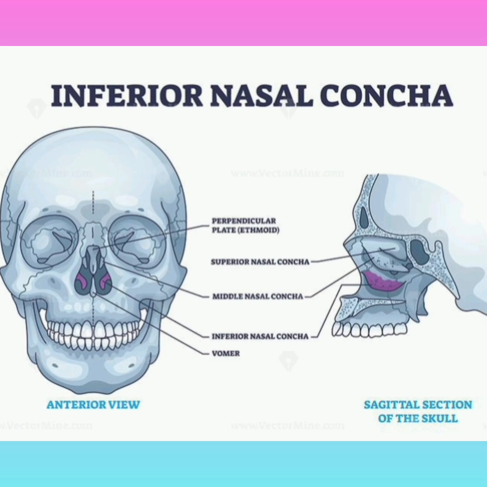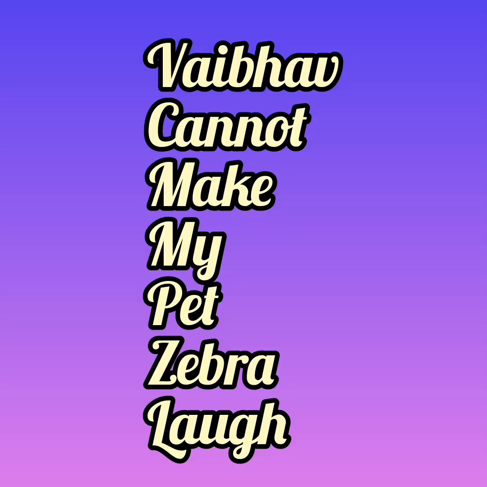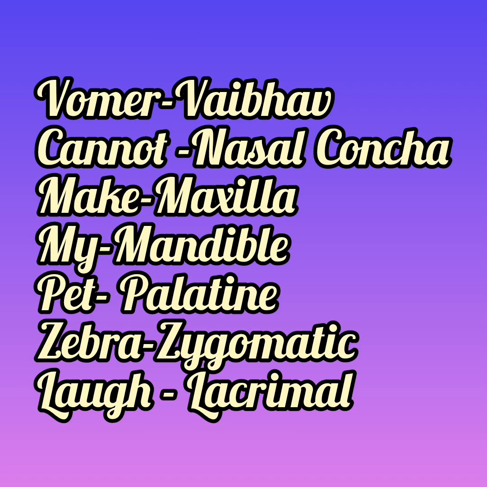Here is a list of facial bones: 1 vomer, 2 nasal concha, 2 nasal, 2 maxillae, 1 mandible, 2 palatine, 2 zygomatic, 2 lacrimal. To remember these facial bones: Vaibhav cannot make my pet zebra laugh. Here Vaibhav stands for vomer, can stands for nasal concha, not stands for nasal, and so on.